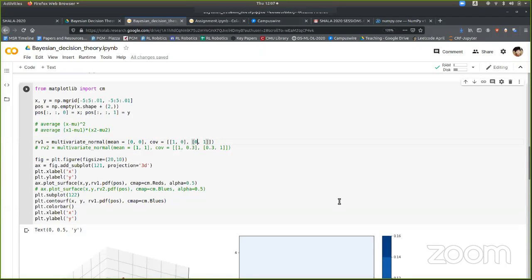So someone asked, can you suggest other reading material for Bayesian theory? Yeah, sure. I'll collect some material and post it.